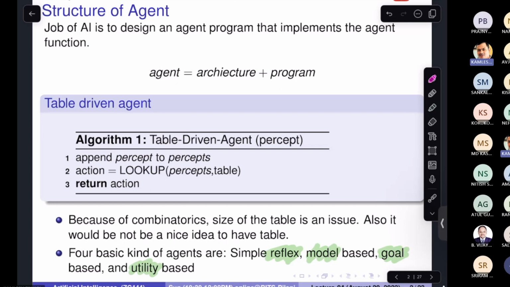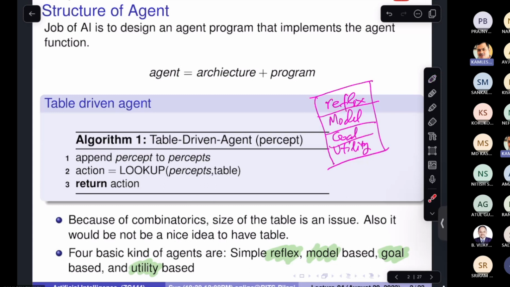but in the interest of completeness, I should just bring these things forward: reflex, model based, goal based, and then utility. Why I wanted to talk about them here itself is because you should focus on the differences that they have. So the first thing is the reflex one.